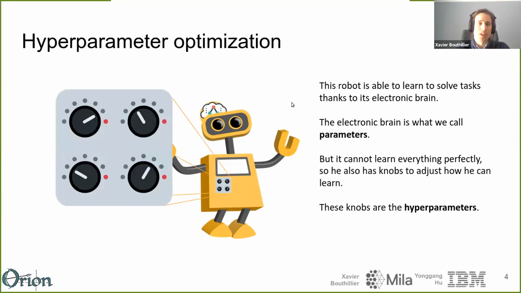But it's not able to learn any task, and so there are some knobs on the robot that make it possible to adjust how it's learning, so that it can learn maybe some tasks better than others. These are the hyperparameters. So if we're thinking about a neural network, that would be, let's say, the size of the layers or the learning rate of the optimizer. That's what we call the hyperparameters, in comparison to the parameters that are the neurons that are being adjusted when we're learning.